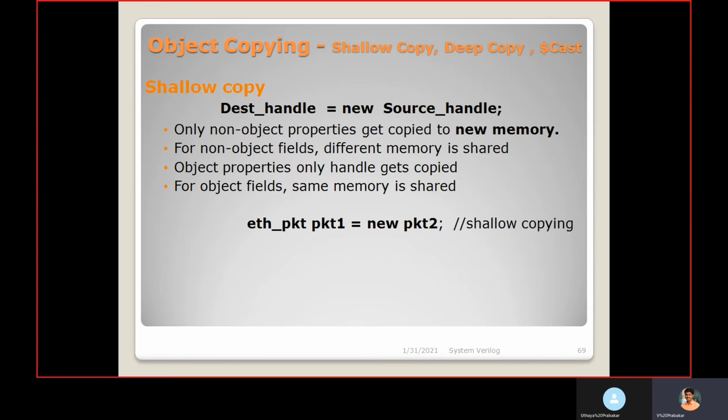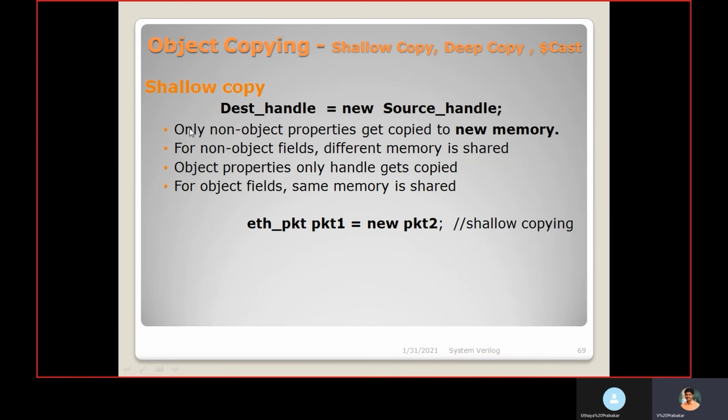But in shallow copy, what we are doing is we are creating a new memory and we are storing the data to another handle. Here, this is the source handle, and this is the destination handle. I created a new and I put all the values present in this source handle to the destination handle. Now the source handle is pointing to a different location and the destination handle is pointing to a different location.